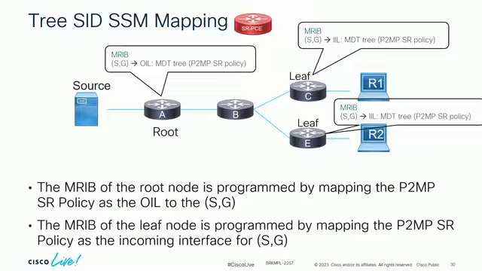On the leaf nodes, the action is to use this incoming interface. The incoming interface list is your point-to-multipoint policy, so the action is to decapsulate and then perform a lookup in the relevant multicast table to forward the traffic out.